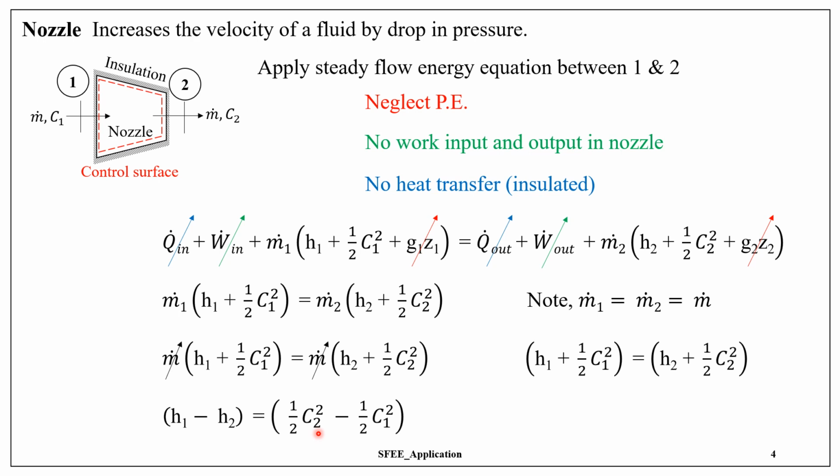and in comparison with the c2, c1 is very low, and hence in general c1 is neglected. Upon rearrangement, this c2 is equal to the square root of 2 times (h1 minus h2). So the final velocity c2 is equal to the square root of 2 times (h1 minus h2).